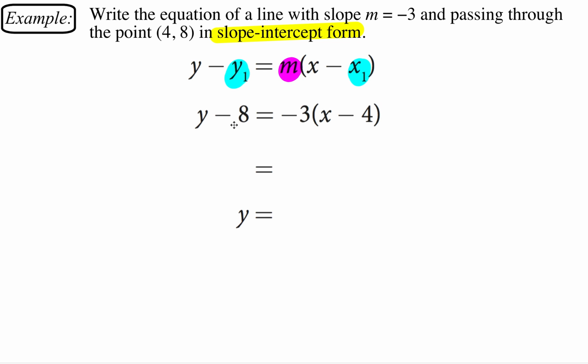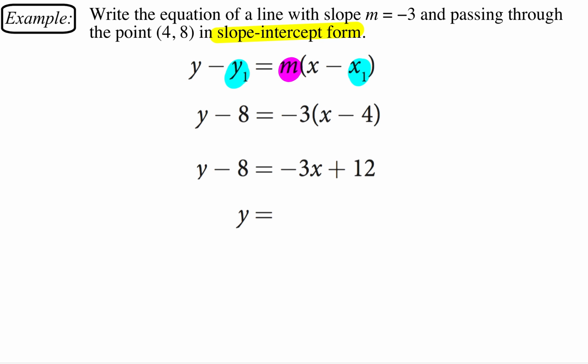So let's substitute in. Our y variable is 8, so it's y minus 8. Our slope is -3, and our x variable is 4, so it's x minus 4. Just remember it's minus 4 because that's in the formula. The next thing we want to do is get it in slope-intercept form, y equals mx plus b. We've got to solve it for y. So we need to distribute our -3 and then we'll add 8 to both sides. So y minus 8 is -3x plus 12.